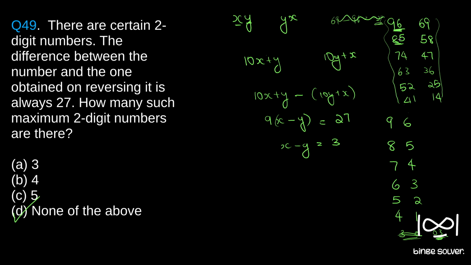So there are 6 such numbers: 1, 2, 3, 4, 5, 6 such numbers. When reversing it and subtracting, we get 27. So anyway, 3 4 5 is only there, 6 is not there. So 6 is the correct answer. Solution for question 49 is D, none of the above.